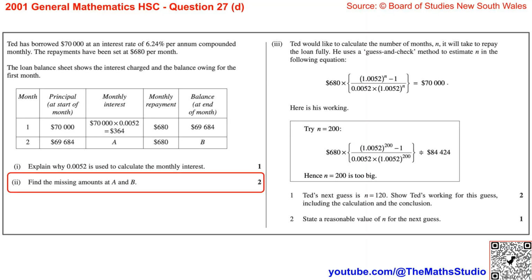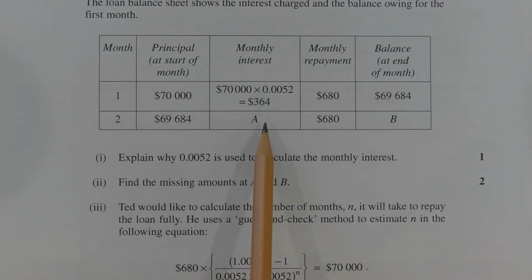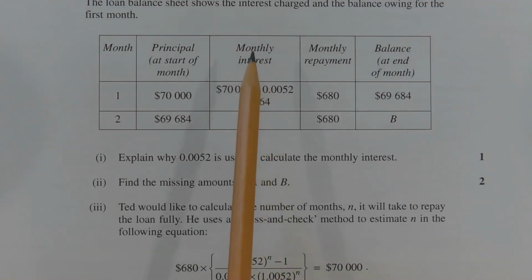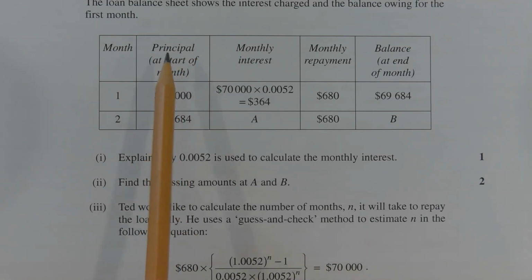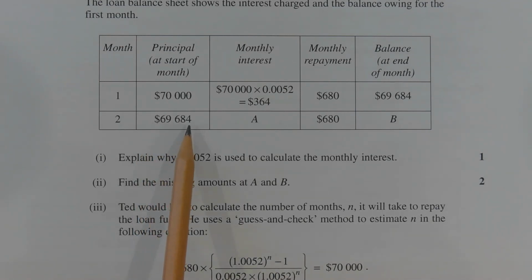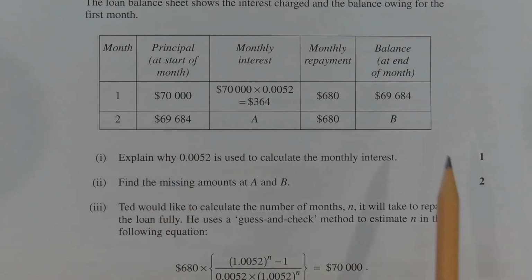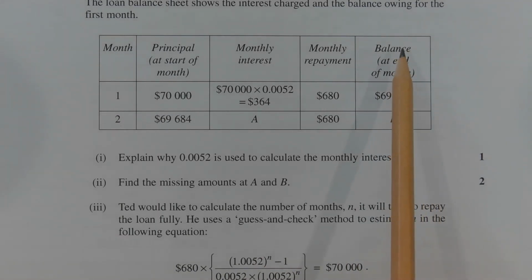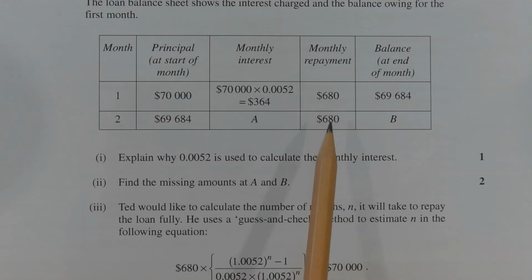Part 2. Find the missing amounts at A and B. The value at A represents the monthly interest that is charged on the principal, or the amount owing at the start of the second month. And the amount owing at the start of the second month is $69,684. The value at B represents the balance, or the amount owing at the end of the month, when the monthly repayment of $680 is taken into account.